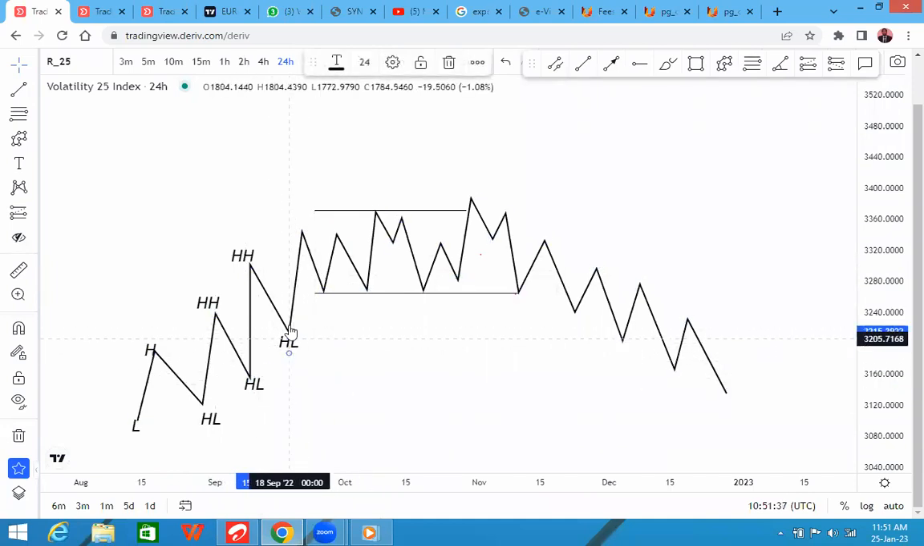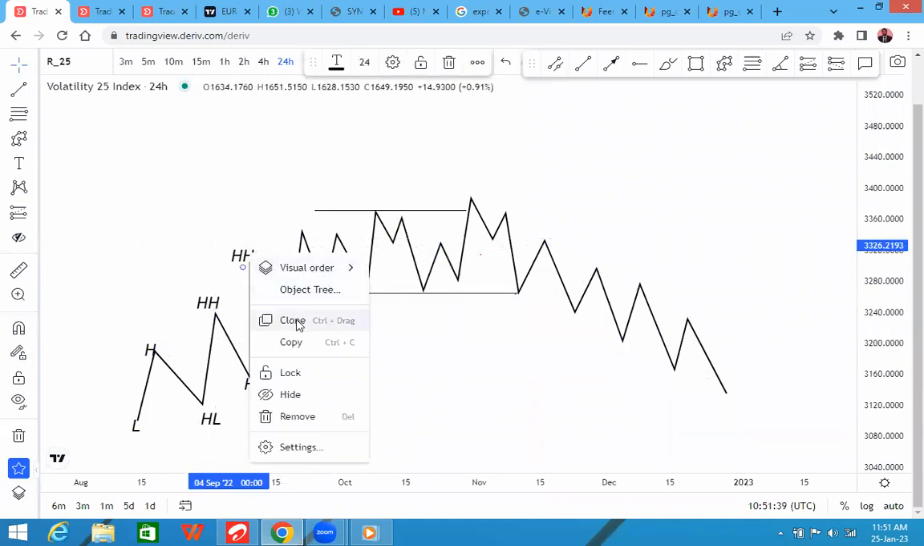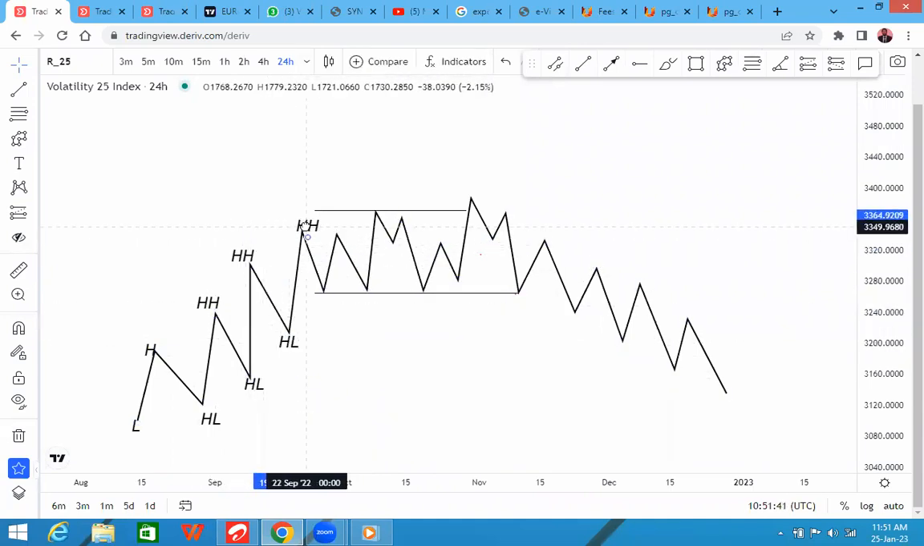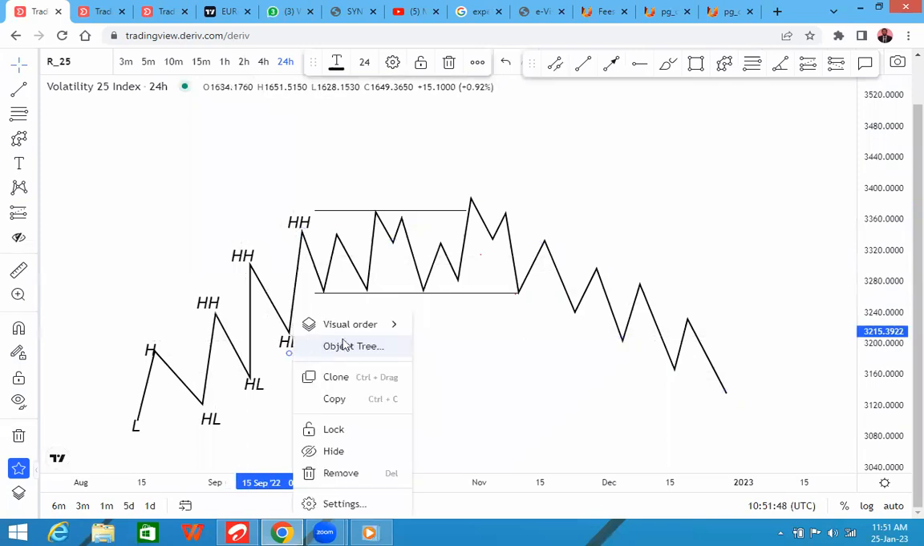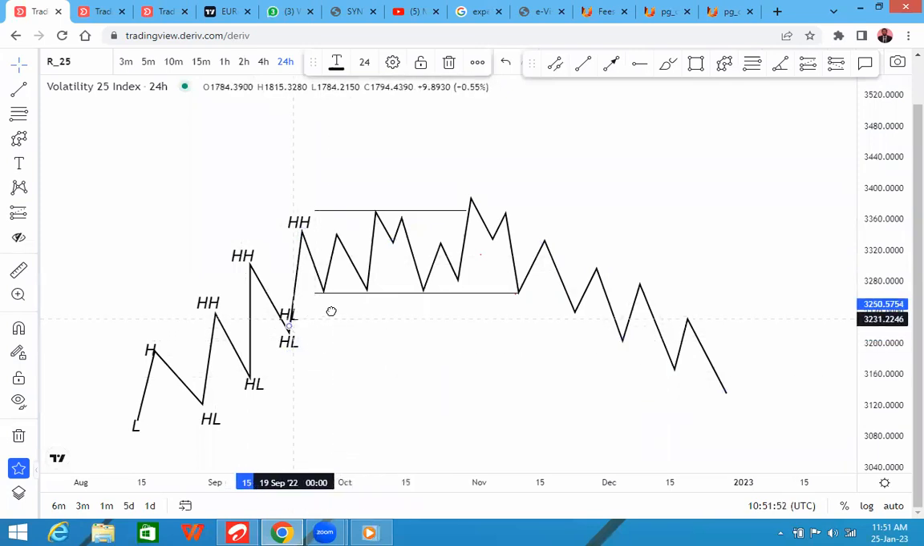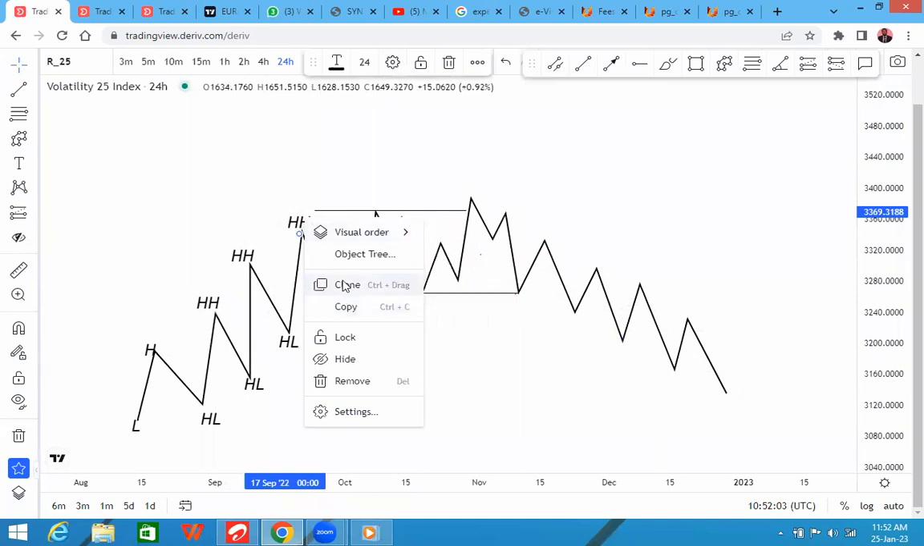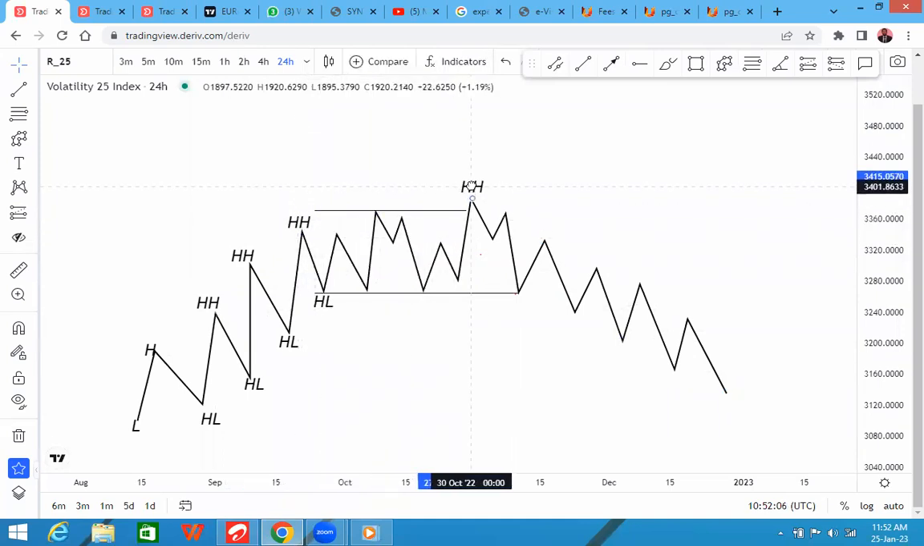Now, price came here and gave us a higher high. Follow me, please. Why is this a higher high? Because it's higher than this. And price came and gave us a higher low. This is the higher low. It's higher but lower than this. Then price comes, does all of that and gives us a higher high. This is the last higher high.